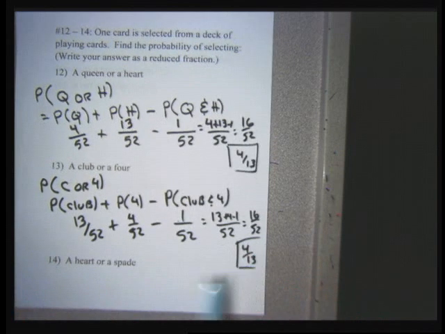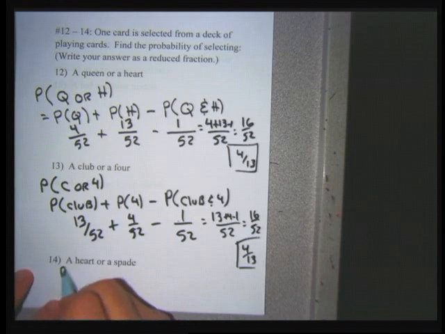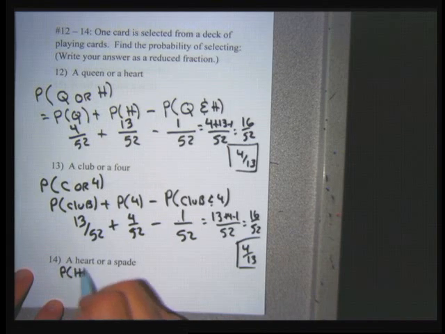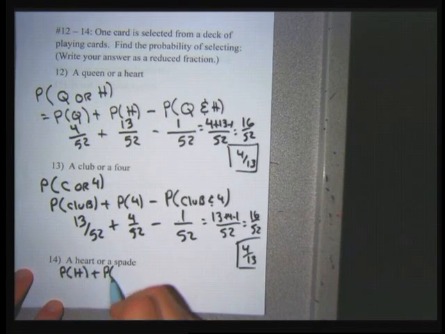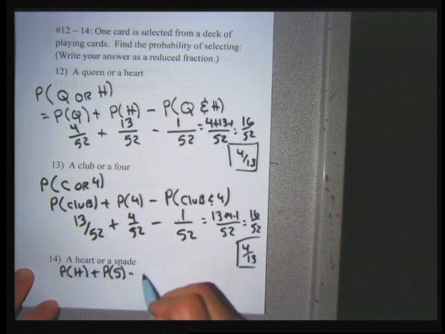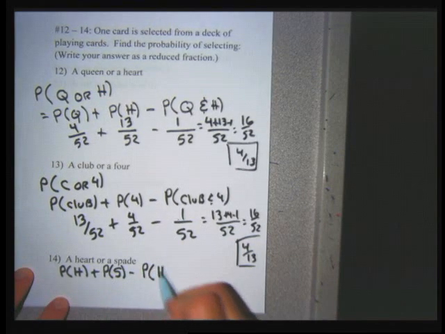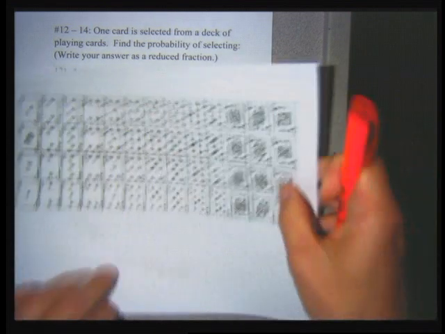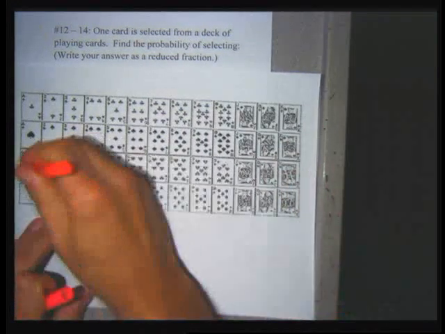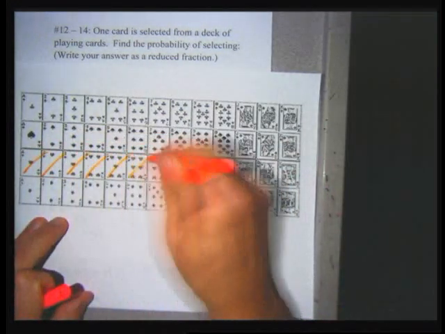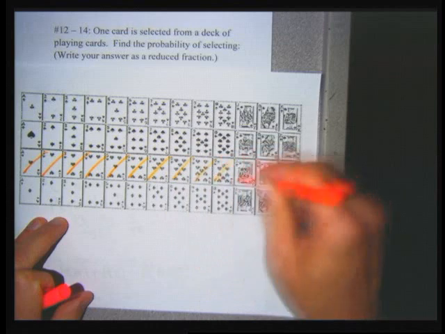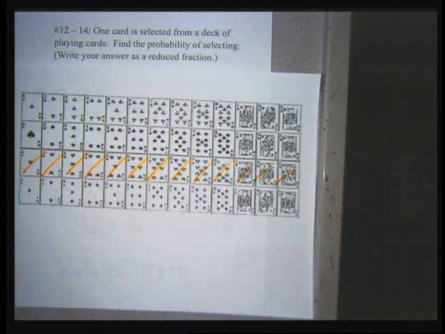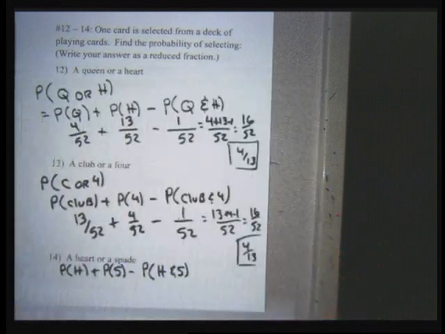And then for 14, I need to do the probability of a heart plus the probability of a spade less the probability of a card being both a heart and a spade. So I'm going to start off by marking off all the hearts and counting those up. And there are 1, 2, 3, 4, 5, 6, 7, 8, 9, 10, 11, 12, 13 hearts. So the probability of getting a heart is going to be 13 over 52.